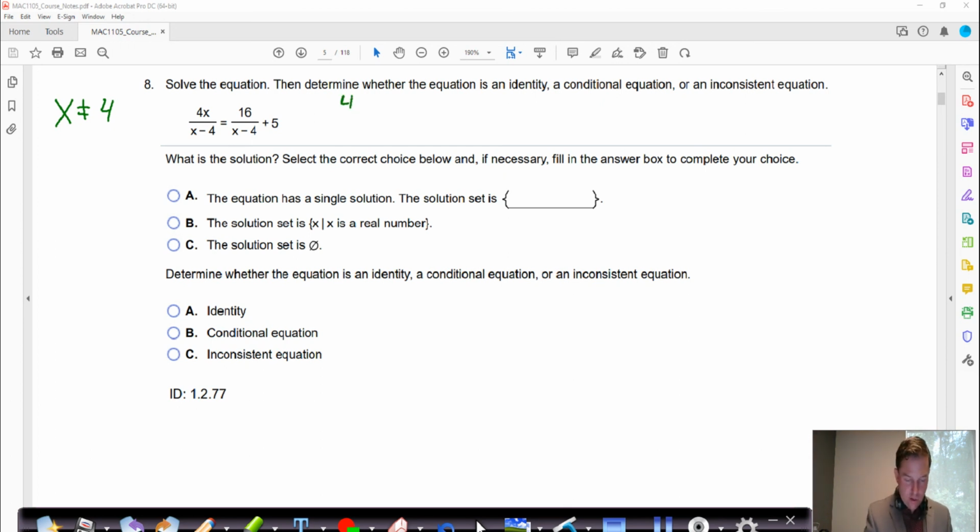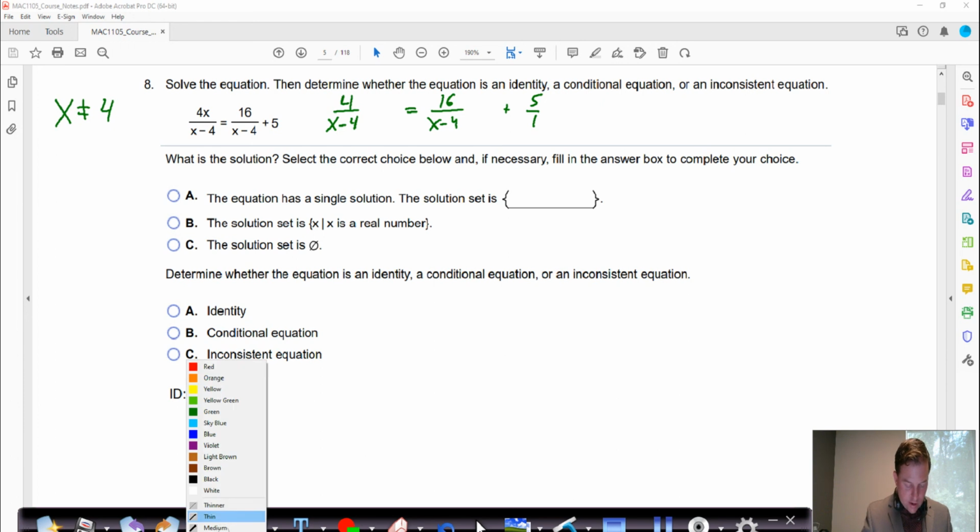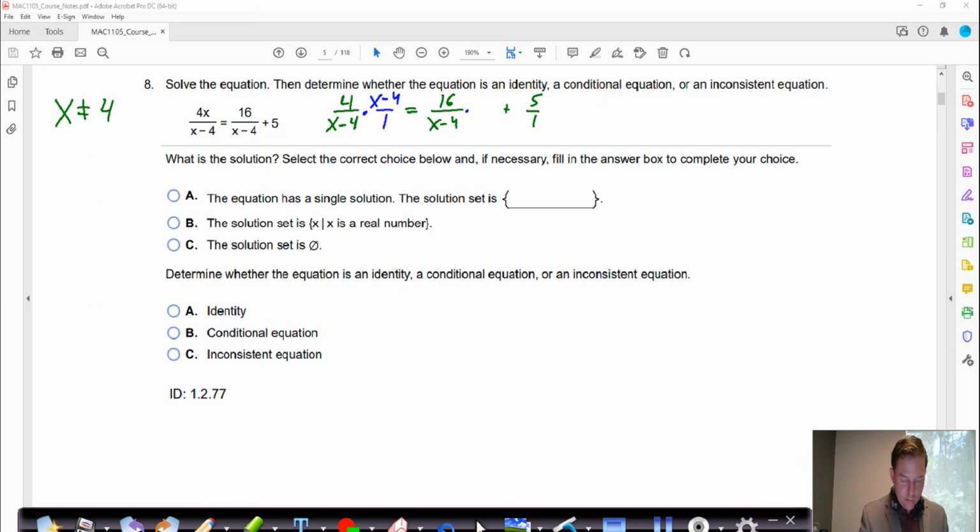Okay, so now we're going to do what I did before. We're going to multiply everything times x minus 4. Right now it's the same equation we had before, just spread out a little bit, and 5 I wrote as a fraction. Now we're going to multiply by that x minus 4 over 1. So I'm multiplying every term by the denominator. And notice every green term got a blue multiply.